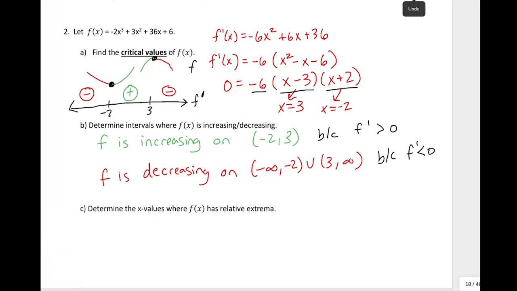So we already talked about this just briefly, but we have those points now where the relative extrema exist. So we've got one at -2. So we have a local or a relative minimum at x equals -2. And we know that to be true because f prime went from being negative to positive.